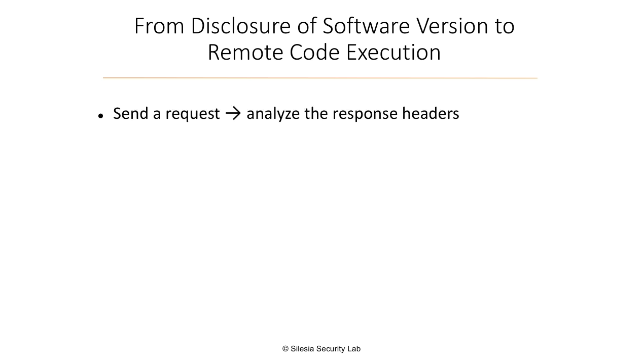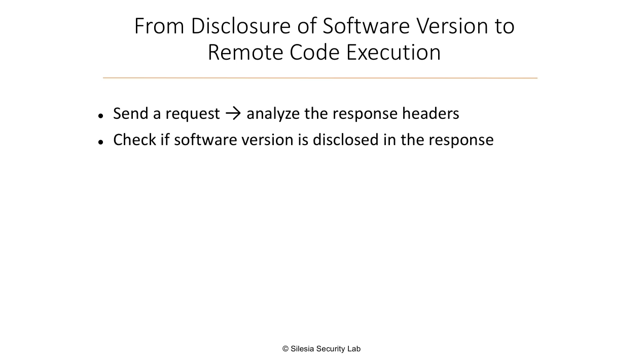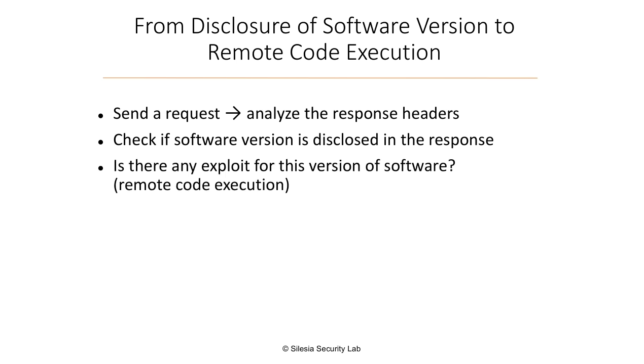First, we are going to send a request to our web application, and we are going to analyze the response headers. Next, we are going to check if the software version is disclosed in the response. And if the answer is positive for this question, in other words, if the software version is indeed disclosed in the response, then the question is: is there an exploit for this version of software?